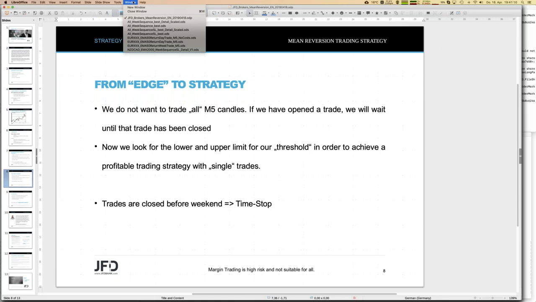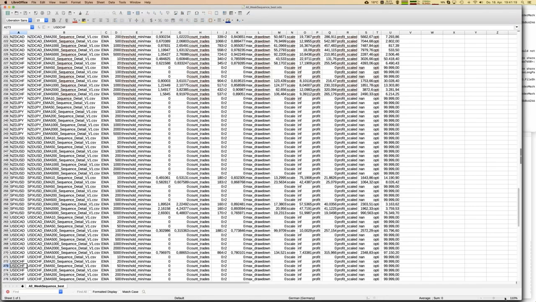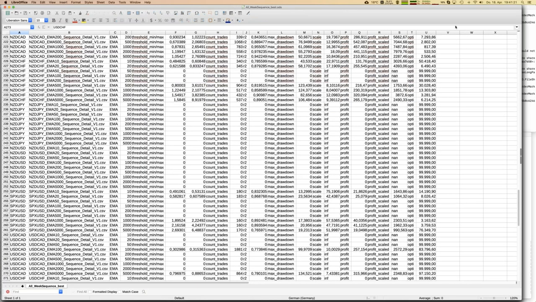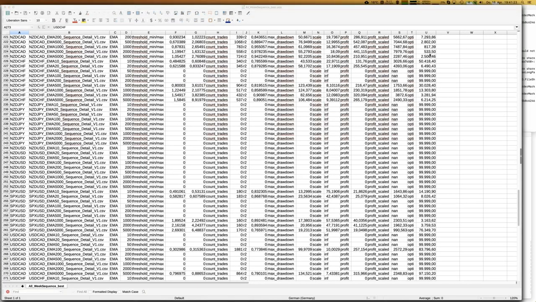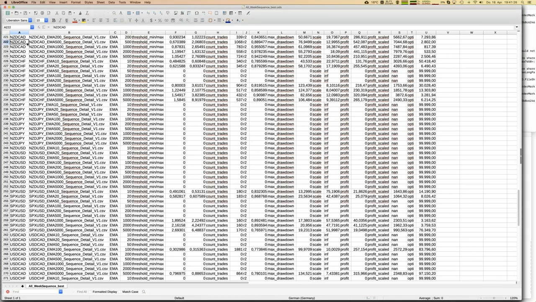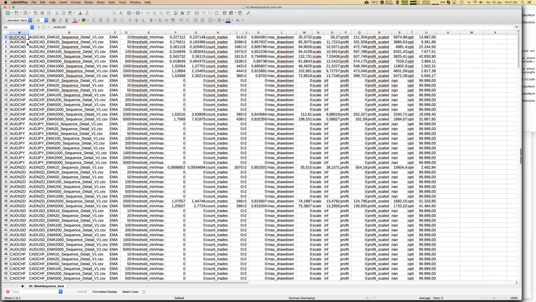I will directly jump to the final result so that you have an idea what it means to have that kind of approach. Let me even enlarge it one step more. I will first explain just one single line, and then you will understand what it's all about within that Excel sheet. Let's go for the first line. Obviously, it's the symbol Australian dollar, Canadian dollar, and I have investigated the EMA 10.